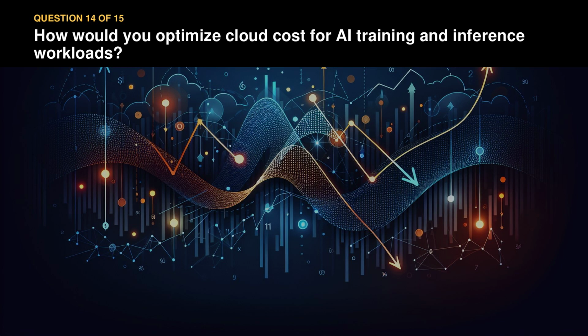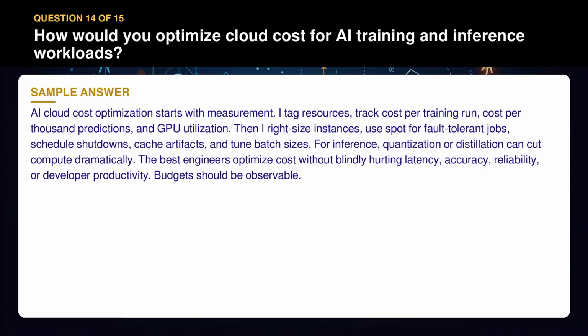Question 14. How would you optimize cloud cost for AI training and inference workloads? AI cloud cost optimization starts with measurement. I tag resources, track cost per training run, cost per thousand predictions, and GPU utilization. Then I right-size instances, use Spot for fault-tolerant jobs, schedule shutdowns, cache artifacts, and tune batch sizes. For inference, quantization or distillation can cut compute dramatically. The best engineers optimize cost without blindly hurting latency, accuracy, reliability, or developer productivity.